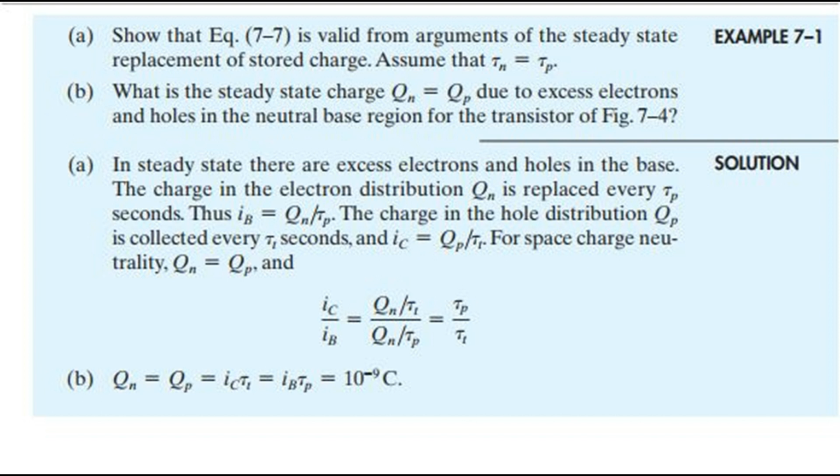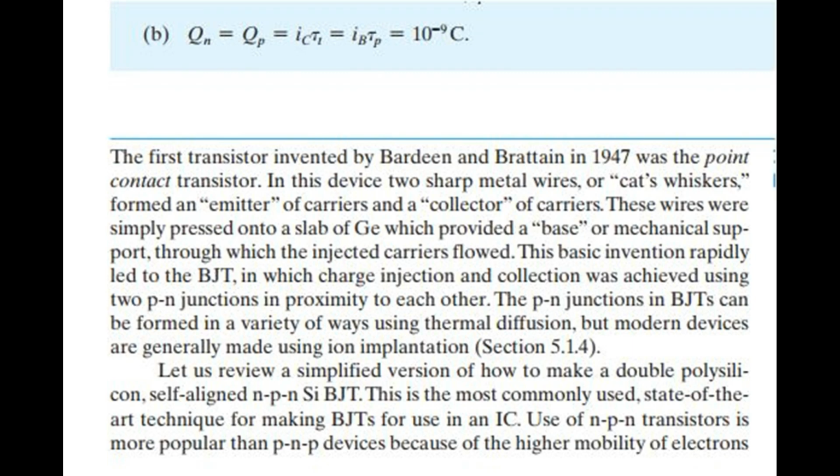For space charge neutrality, Qn equals Qp. The first transistor, invented by Bardeen and Brattain in 1947, was the point contact transistor. In this device two sharp metal wires, or cat's whiskers, formed an emitter of carriers and a collector of carriers. These wires were simply pressed onto a slab of germanium which provided a base or mechanical support, through which the injected carriers flowed. This basic invention rapidly led to the BJT, in which charge injection and collection was achieved using two p-n junctions in proximity to each other.